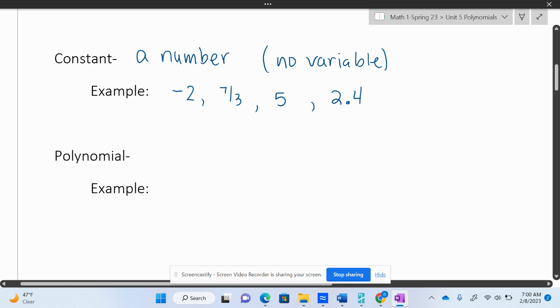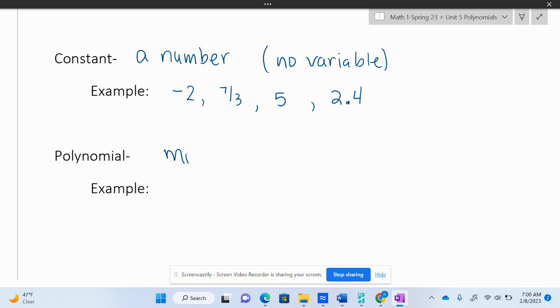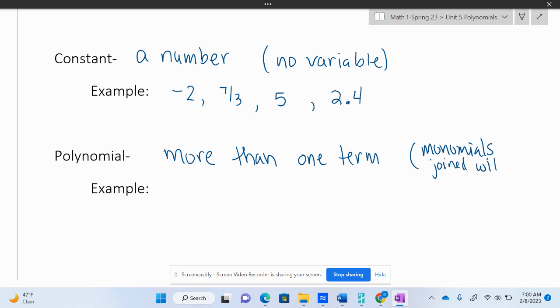A polynomial is having more than one term. So has more than one term. And so what happens is your monomials, remember those are terms, so your monomials are joined with addition or subtraction. That's how a polynomial is created. It's just a bunch of monomials joined with addition or subtraction.